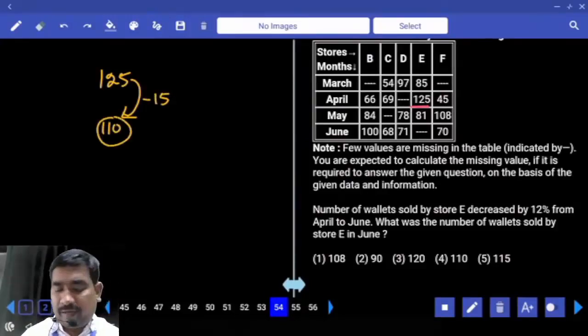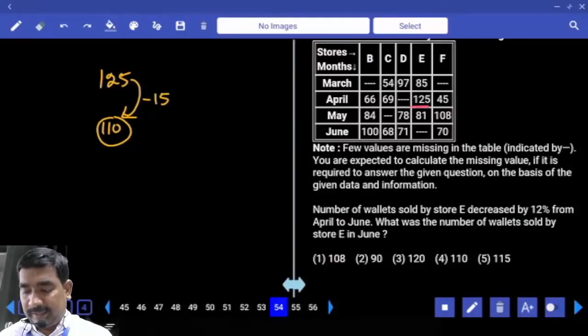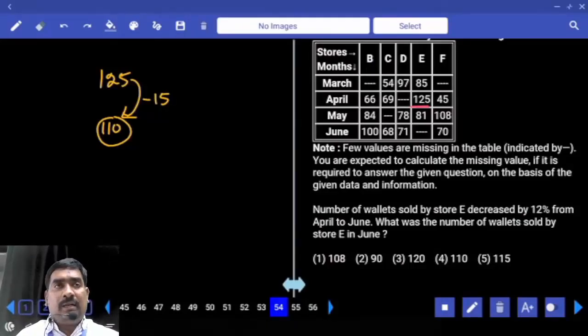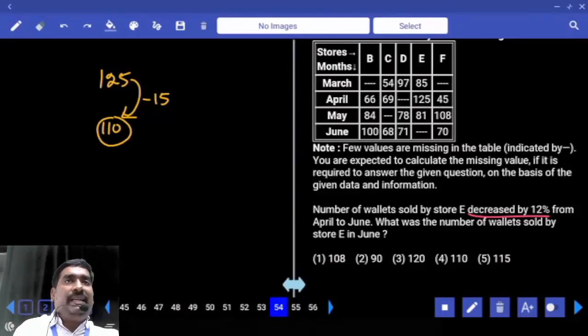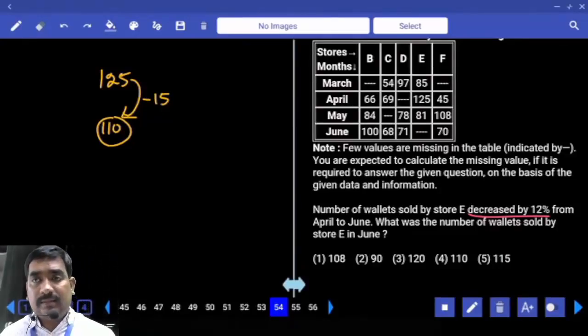What is 125 minus 15? 110. Others need not do all these things. 12% decreased means remaining 88% or not? 88 means 11 multiple or not? Answer is 11 multiple, 110 your answer.